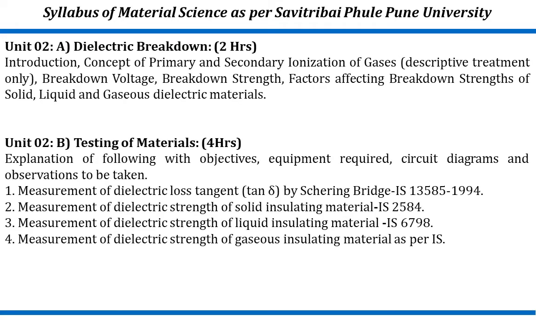Unit number 2 has two parts. Part A is related to dielectric breakdown and part B is related to testing of materials. So it includes the concept of primary and secondary ionization of gases. What is breakdown voltage? What is breakdown strength? What is the formula for breakdown strength? What are the factors that affect the breakdown strength of solid, liquid and gaseous dielectric materials? We have to study this part in part A of unit number 2.